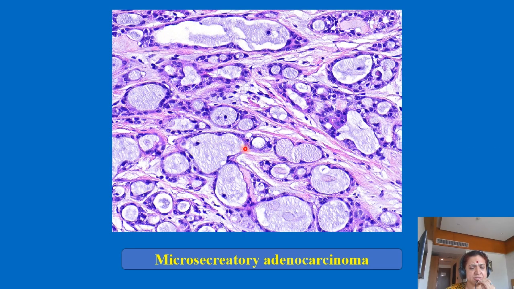So this is a microsecretory carcinoma, wherein you see small dilated ducts containing this material, and it can resemble an adenoid cystic carcinoma, but this is a monophasic tumor wherein you see just a single population of cells lining the ducts. It may also mimic a secretory carcinoma, but fortunately, this tumor is negative for mammaglobin.